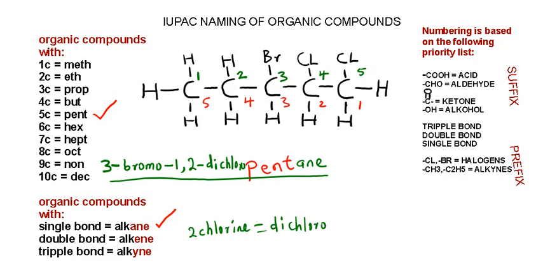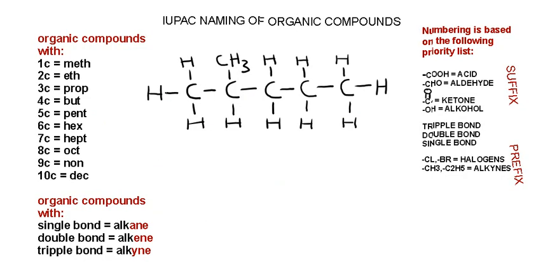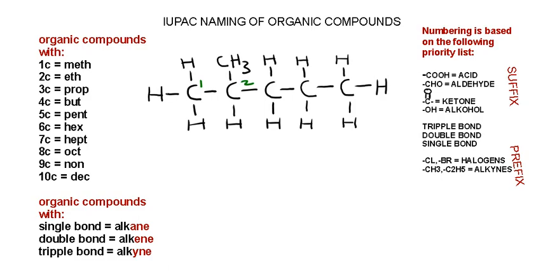Another example. Let us start by numbering to find out how many carbons we have in this organic compound. So let's go in forward direction. 1, 2, 3, 4, 5. In backward direction. 1, 2, 3, 4, 5. Since we have identified 5 carbon, it is called pent. We write it as pent.